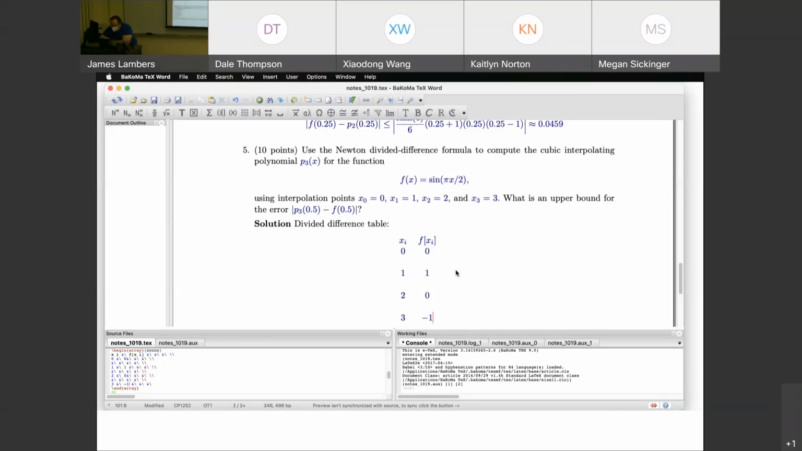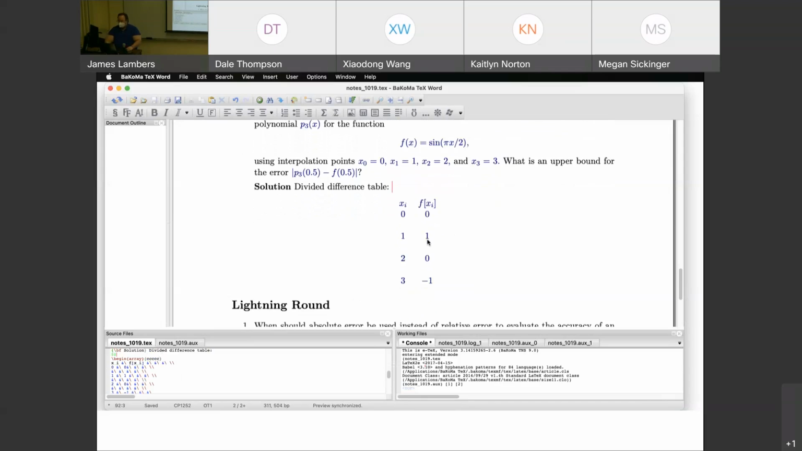Okay. So now from here we can compute the first order divided differences. So we have this minus this divided by this minus this. So neighboring y values divided by neighboring x values. So the first one would be 1. And then 0 minus 1 over 1. So that would be minus 1 is the next one. And then minus 1 minus 0 over 1, so that would be minus 1 also.